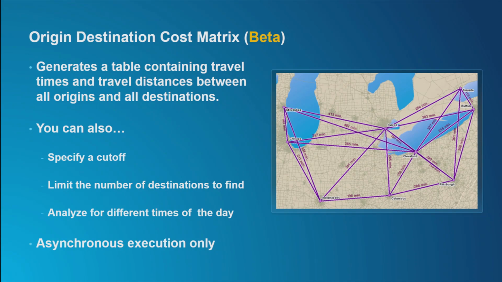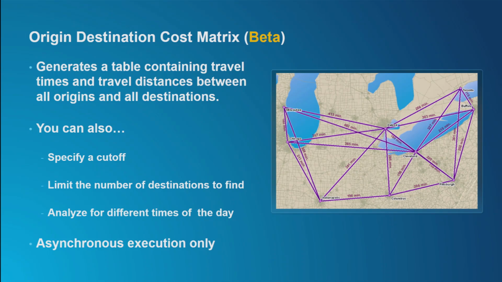The next service is Origin Destination Cost Matrix. This service is in beta, which means essentially the API is fixed, but it's free to use, will not charge credits while it is in beta. Once it moves out of beta, we'll put a business model around it, and then you will need to know how much credits it will cost to use this service.